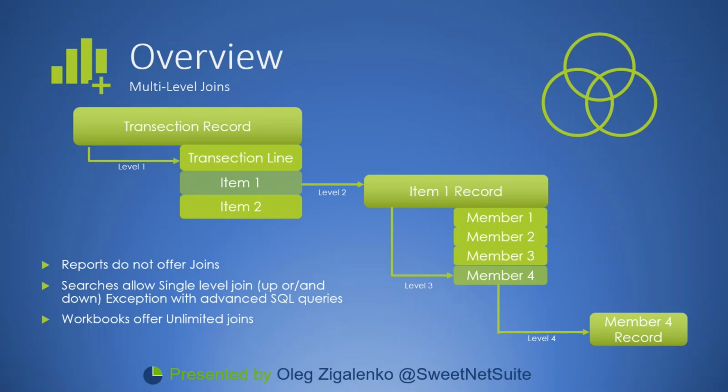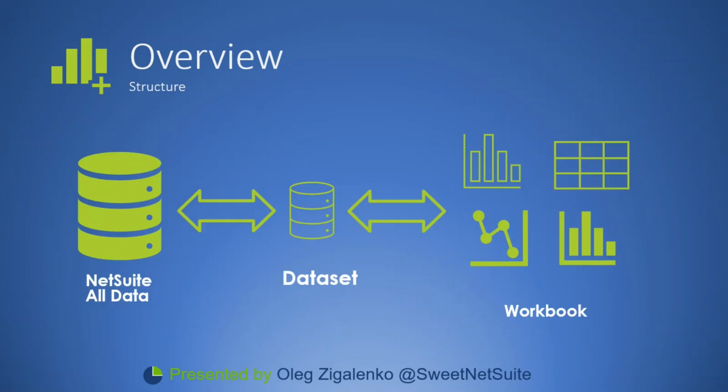So that is probably my biggest cool thing that this workbook offers, the multi-level joins. And of course, in our example, we will dig deeper and see how this works. Now, this is actually the last slide before we move on to the walkthrough. I want us to understand how this whole thing works before we touch the actual NetSuite and see how it works.